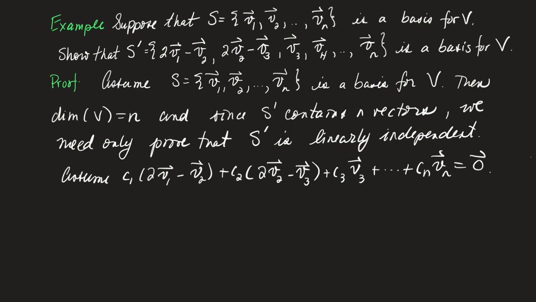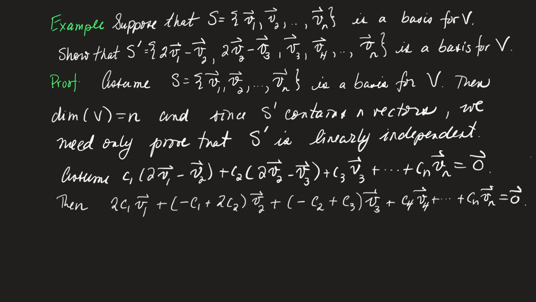So let's expand this. So I've gone ahead and I've expanded that. So I have my coefficient on V1 is 2C1. My coefficient on V2 is minus C1 plus 2C2. And on V3, it's minus C2 plus C3. And the rest are all C4 up to Cn, and that's equal to 0.